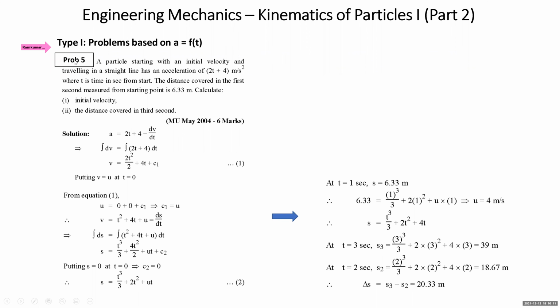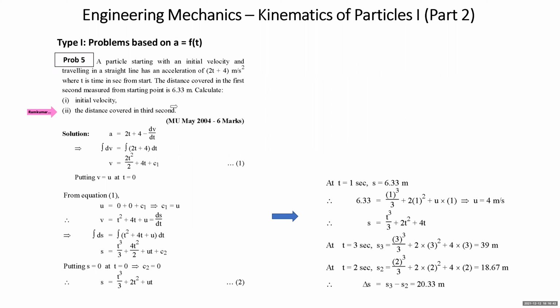Now we come to the next problem, that is problem number 5, continued on the same type. Read that. A particle starting with initial velocity and traveling in a straight line has the acceleration of 2t plus 4 meter per second square, where t is time in seconds from start. Distance covered in the first second measured from the starting point is 6.33 meters. Find initial velocity and distance covered in third second.